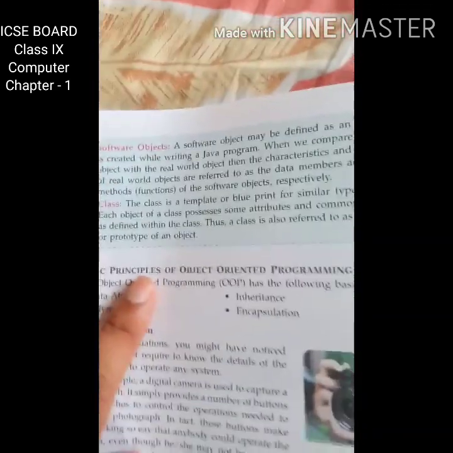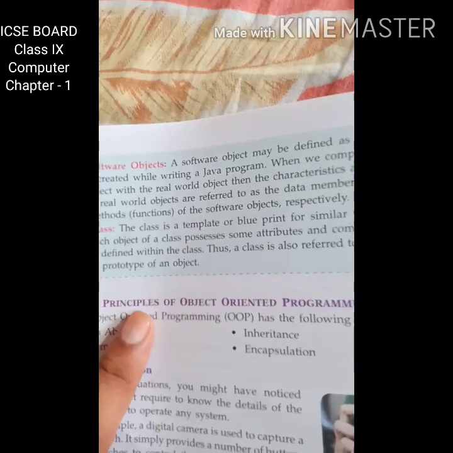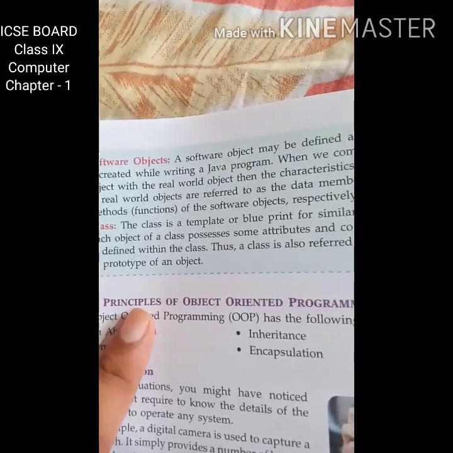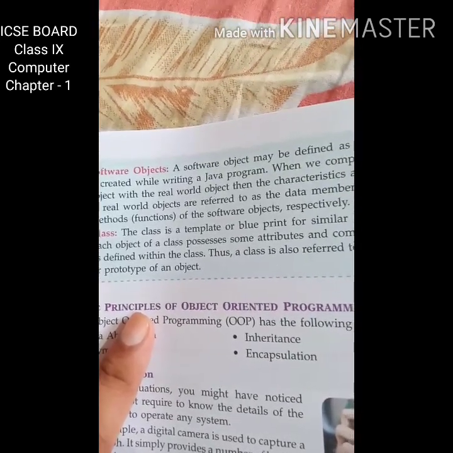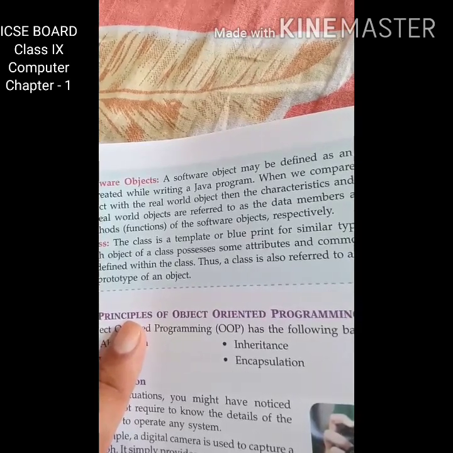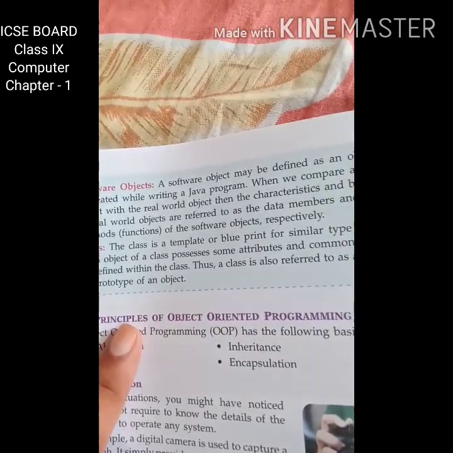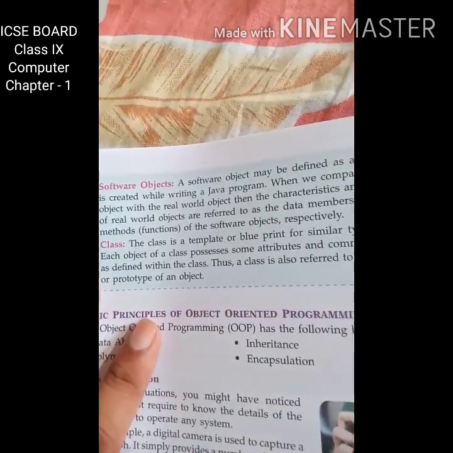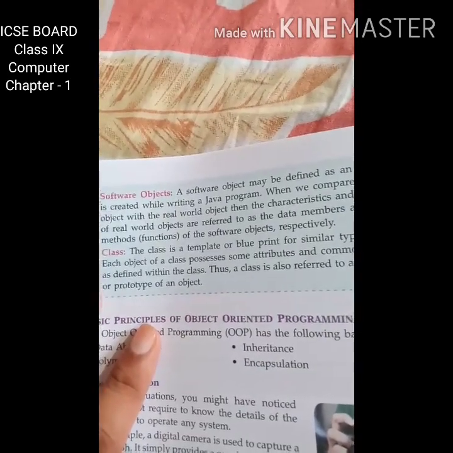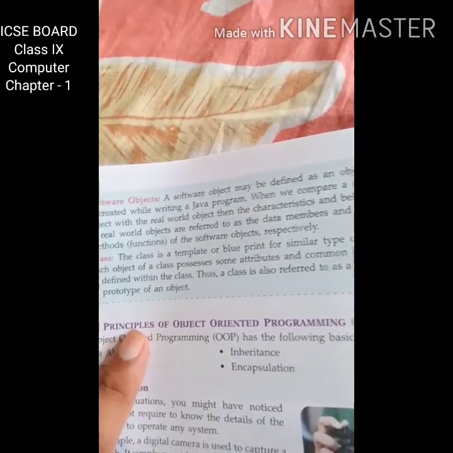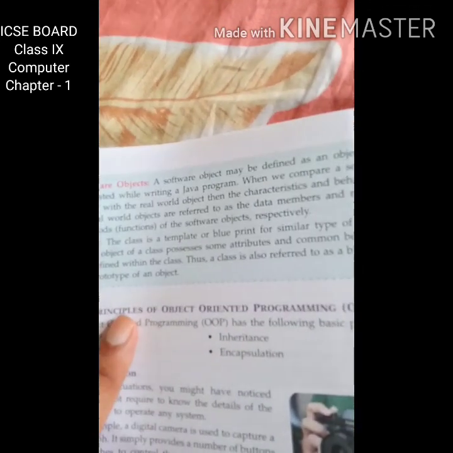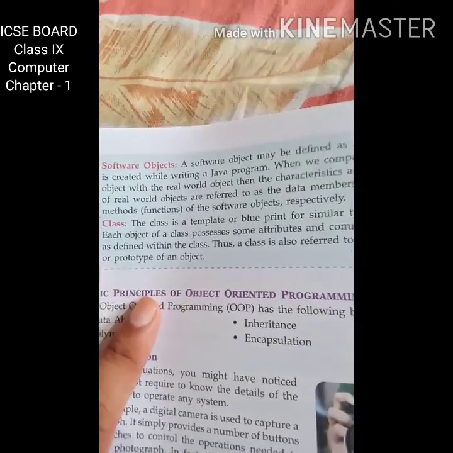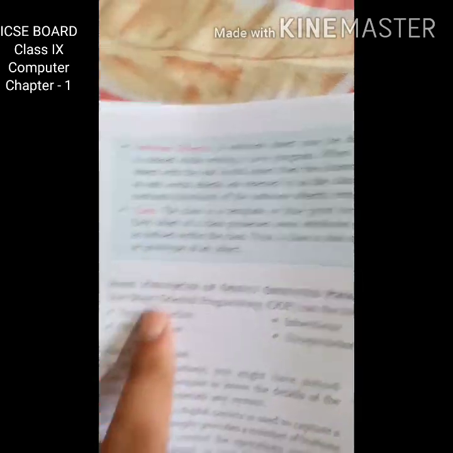For example, the characteristics of a mobile are its internal circuit, memory, and processing speed. These are the characteristics, and the behaviors are operating the mobile, using the mobile camera, dialing to another person. These are the behaviors. So the internal mechanism is called characteristics, and the outer operating works are called behaviors. Now a software object may be defined as an object that is created while writing a Java program. When we write Java programs, we create software objects.